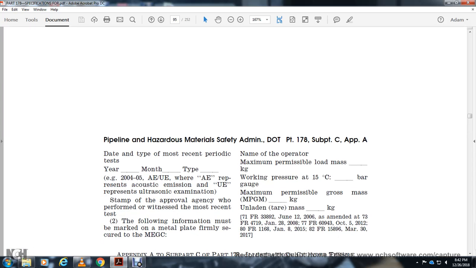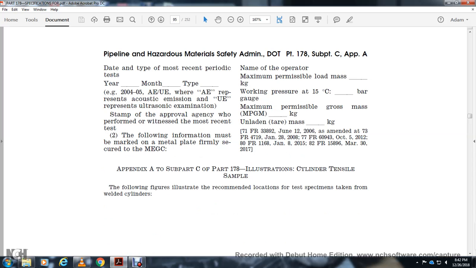The following information must be marked on the metal plate firmly secured to the MEGC: name of the operator, maximum permissible load in kilograms, working pressure at 15 degrees Celsius in bar gauge, maximum permissible gross mass in kilograms, and unladen tare mass in kilograms. And it shows Appendix E to Part 178.